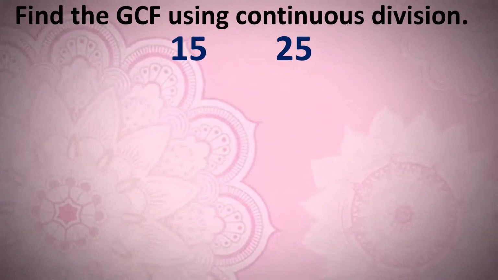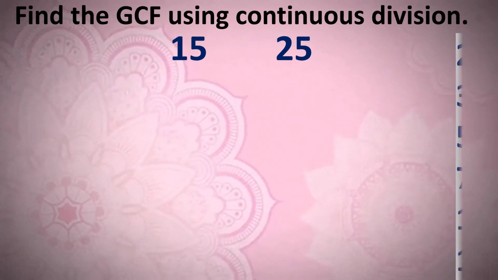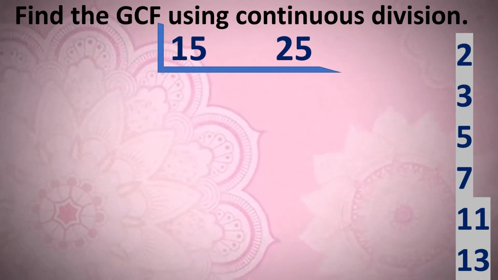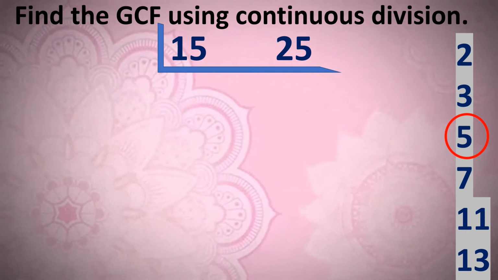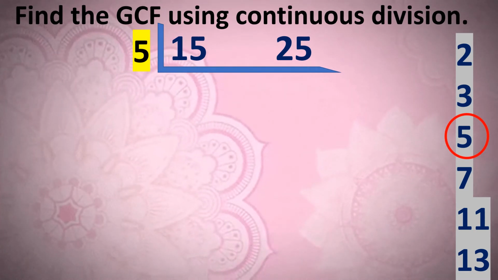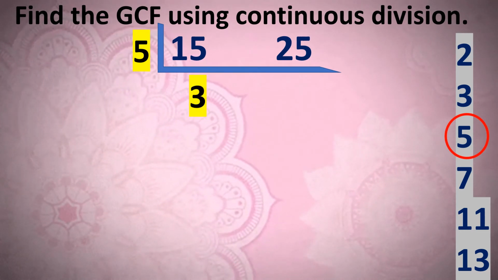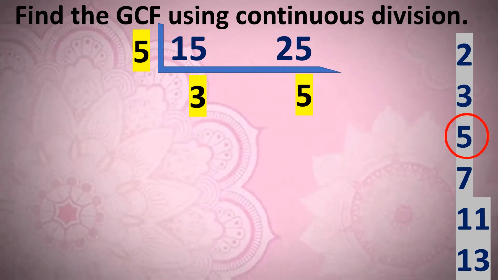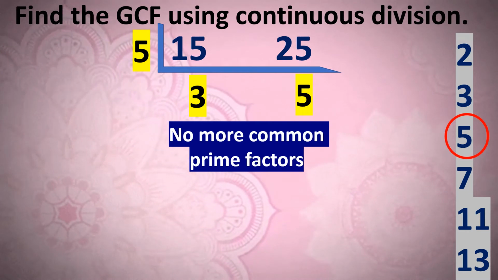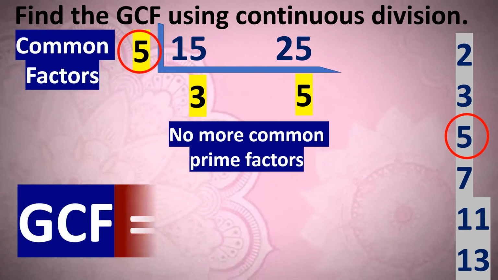Next numbers, 15 and 25. So 15 and 25 can be divided by 5. So I use 5. 15 divided by 5 is equal to 3. 25 divided by 5 is equal to 5. So there is no more common prime factors. The GCF now is equal to 5.